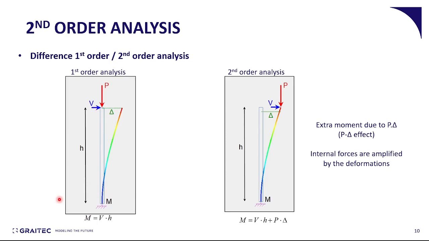Looking at the first picture, here is a cantilever beam where two different loads are applied. A vertical load with the notation P and a horizontal load with the notation V. Assuming a first order analysis, which means the deformations of this structural element are relatively small, the bending moment at the fixed end of this element equals V times H.